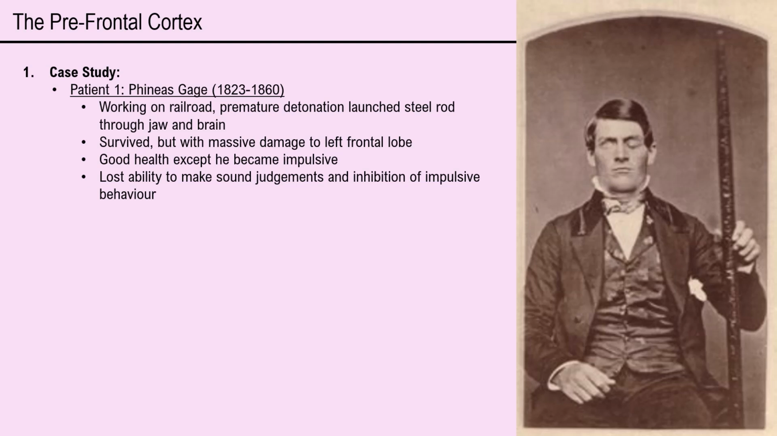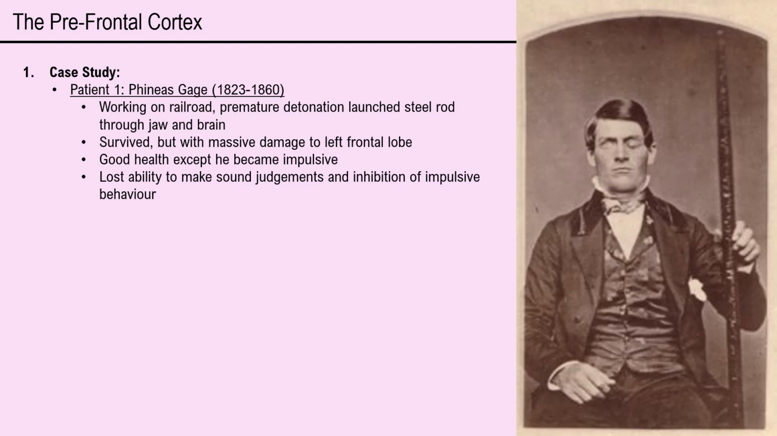Gage's case provided early evidence of the role of the frontal lobe in personality and behaviour. His injury demonstrated that specific brain regions are responsible for particular functions, a concept known as cerebral localisation. This was a groundbreaking realisation at the time, as the prevailing view was that the brain functioned as a whole without specialised areas.